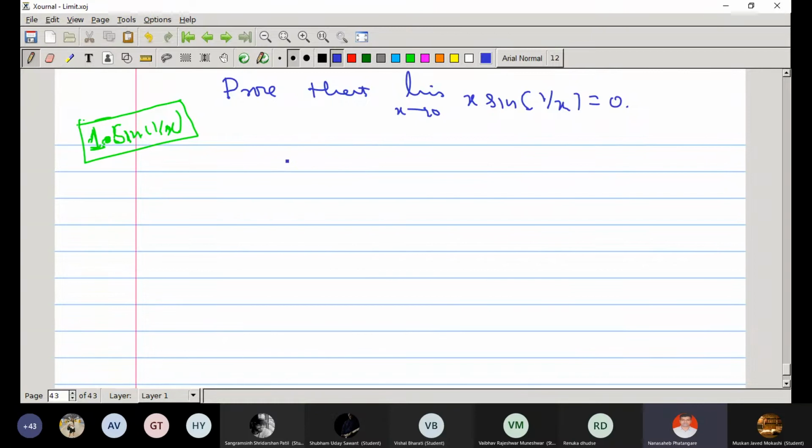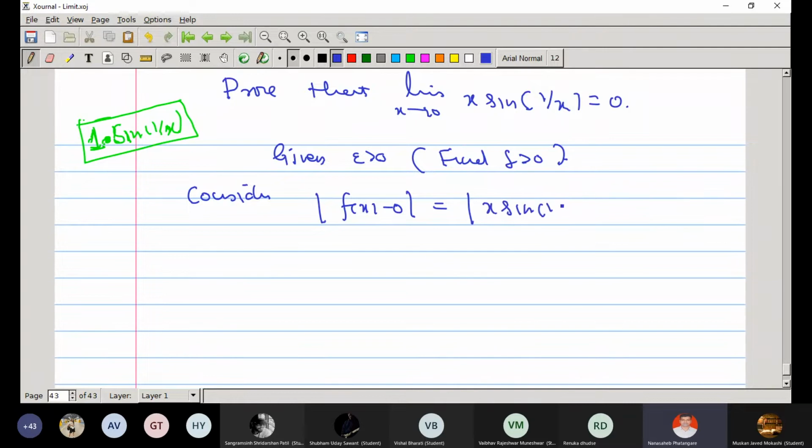So obviously here you can use the epsilon delta definition. So give an epsilon, find delta, such that, so consider what kind of delta we want. Can you make |f(x) minus 0| less than epsilon for a suitable choice of delta? So |x sine 1 by x minus 0| is just absolute value of x into absolute value of sine 1 by x. But this is less than or equal to absolute value of x.